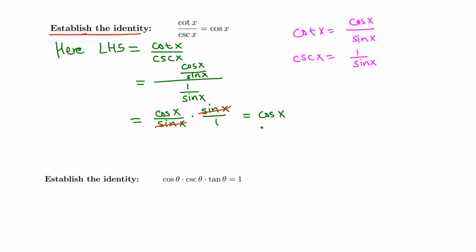And that's the right hand side. So this is the right hand side. So we start from one side and get to the other. This is how we establish the identity. Okay, let's move to the next example.